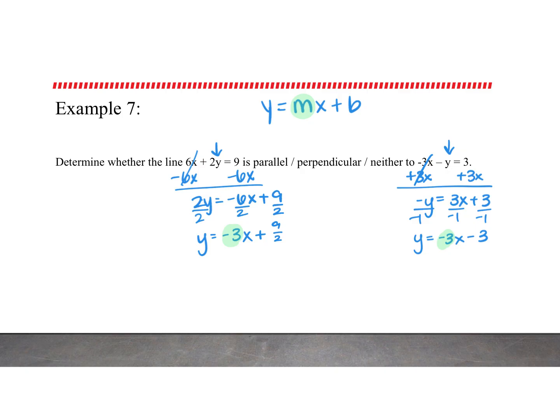So looking between both of our slopes, we have a -3, and this one's a -3. They are the exact same, the same number, same sign, which means they are parallel. That's what we need for parallel. Same sign, same number.